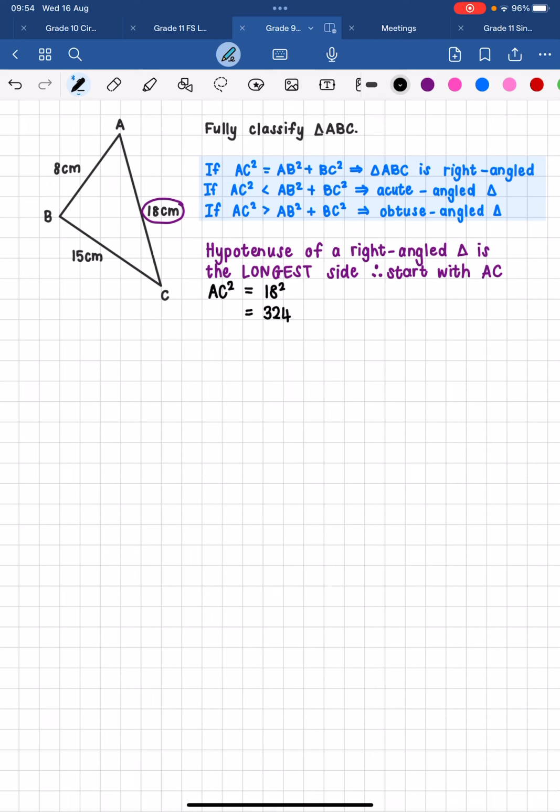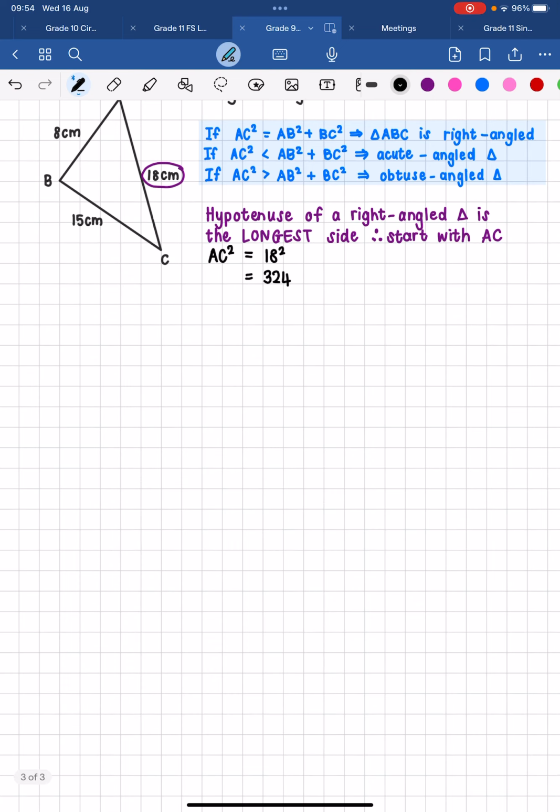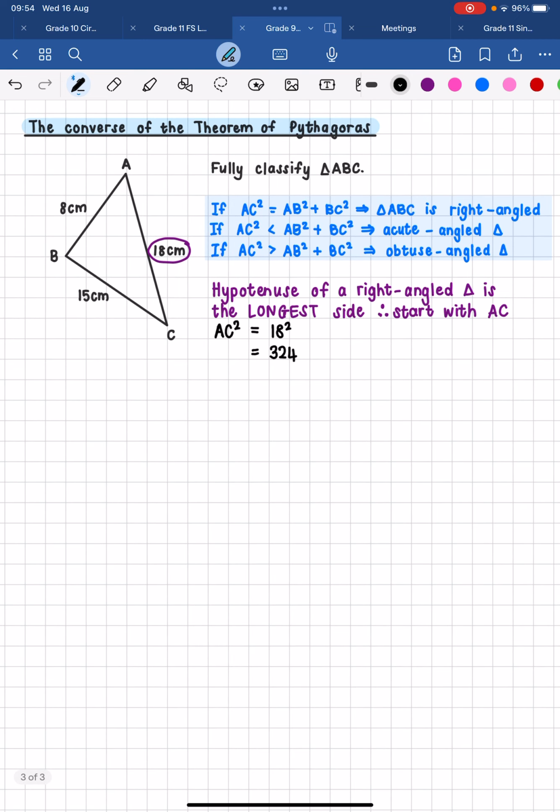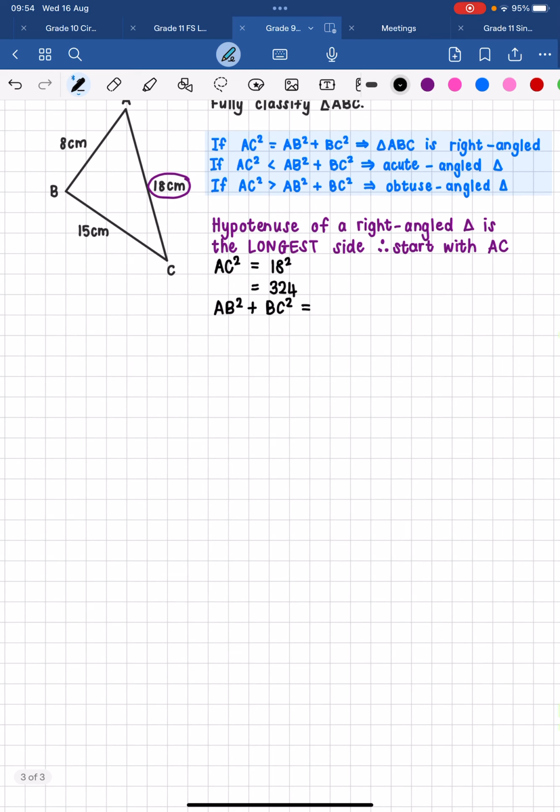Okay, on its own, guys, longest side squared on its own. Then separately, we're going to take the other two sides and we're going to square them and we're going to add them together. All right, I'm not going to put in equals here. I don't know whether it's equal yet. So now I'm going to write AB squared plus BC squared separately, guys. And I'm going to calculate those lengths. So 8 squared plus 15 squared.